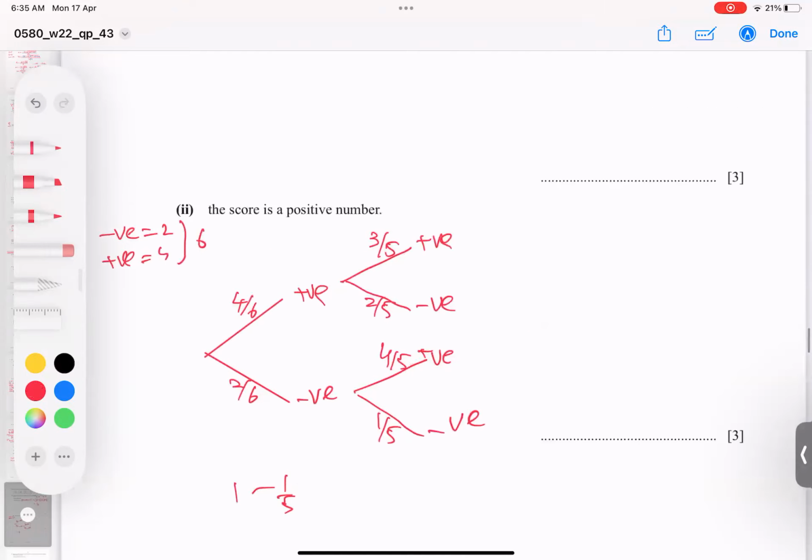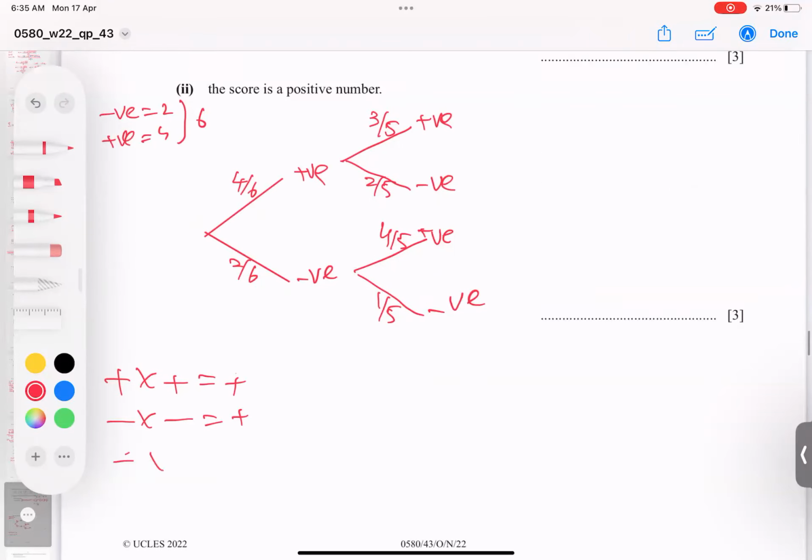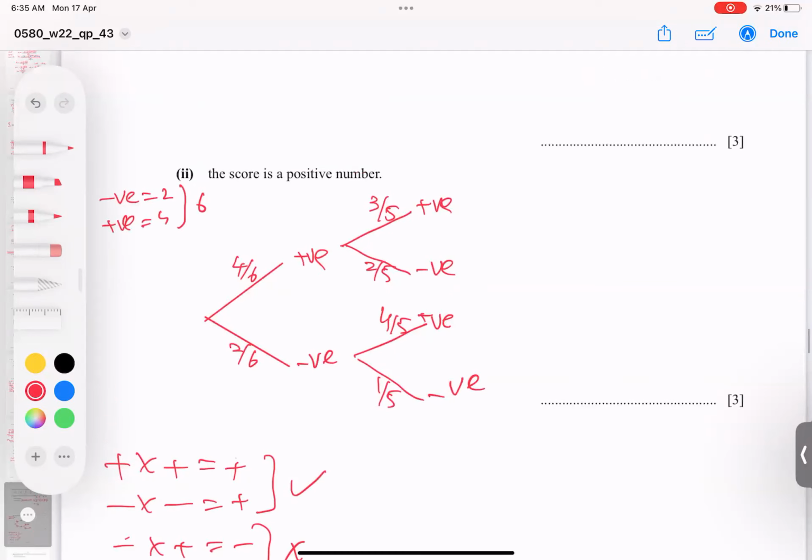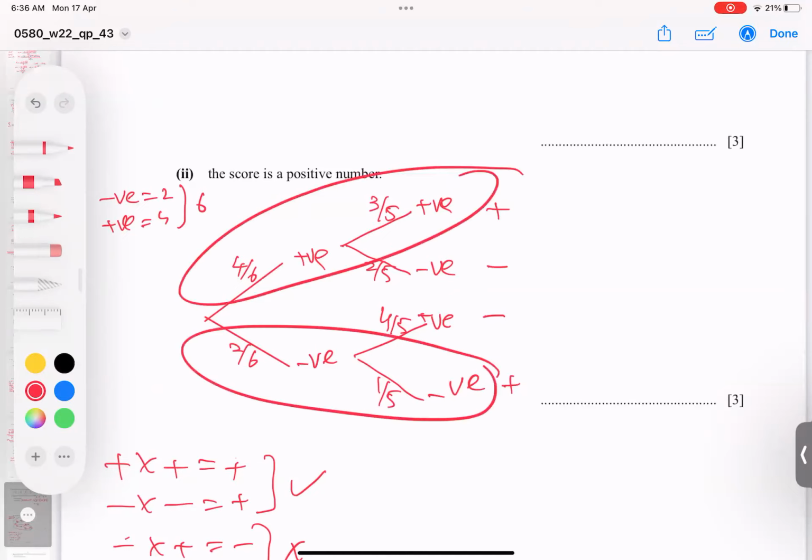Now the interesting part is going to come. What is a positive number? Plus times plus, if you multiply, will give you plus. And minus times minus will always give you plus. But minus times plus will give you minus, and plus times minus will give you minus. So I don't want these. This one is giving a positive answer, this one negative, negative, and positive. So I'm looking for the top branch and the fourth branch.